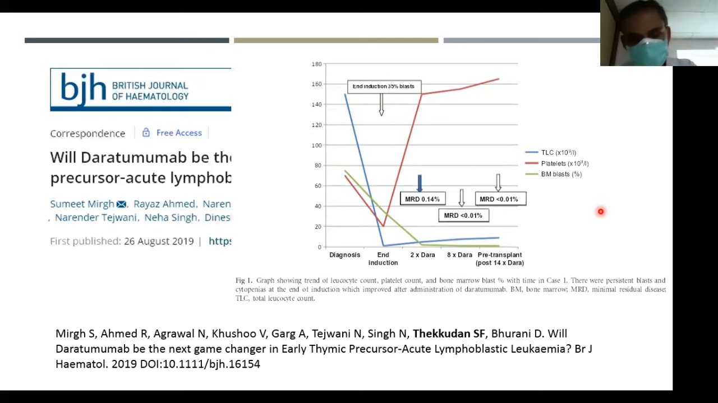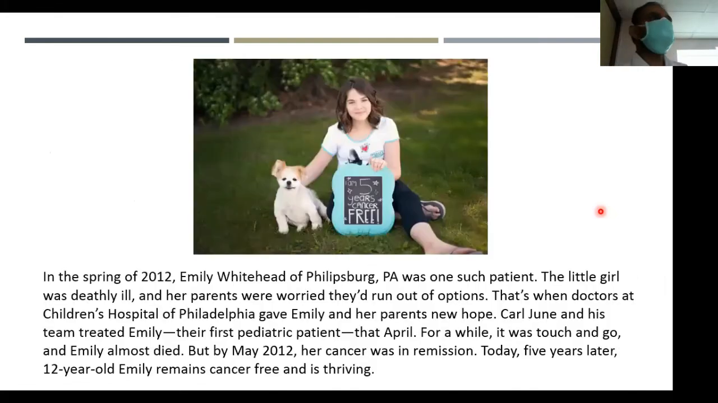So this article particularly is one of the most read articles in the last 2 years. This is our group from Rajiv Gandhi. Now we are moving to newer things. This girl is Emily Whitehead. She's the first patient of CAR T-cell therapy. She's 5 years out of her treatment, and she's absolutely cured. She was a relapsed refractory B-ALL.